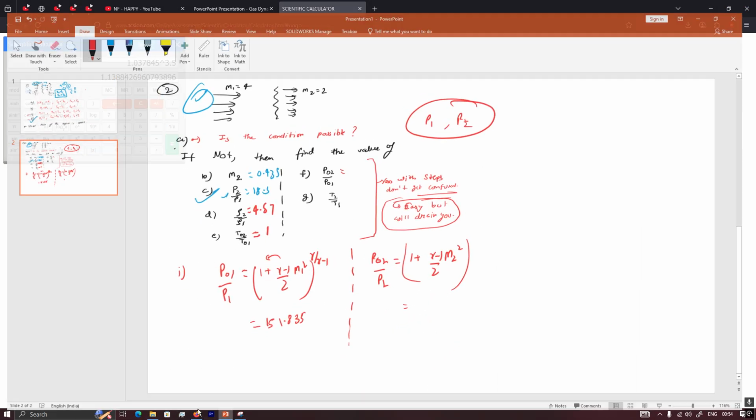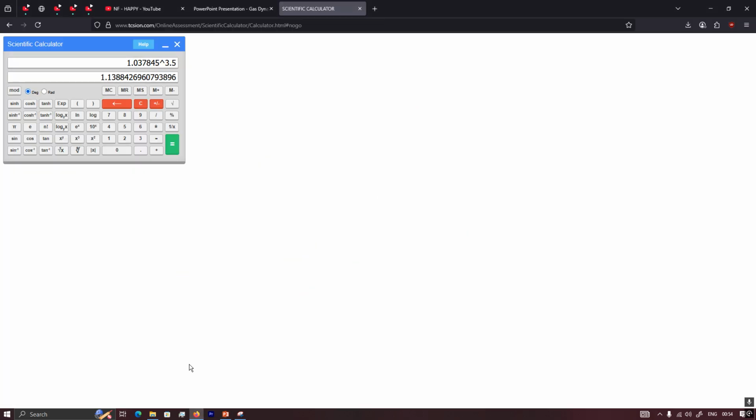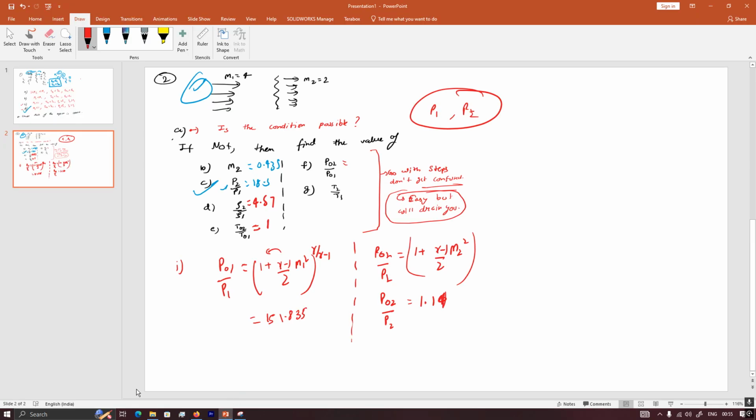1.14. Okay, so let me just calculate this thing again. 1 plus 0.2 into 16 to the power 3.5. Yes, that's correct. 1 plus 0.2 into 0.435 square to the power 3.5. Yes, this is correct. So now you have two equations, P01 by P1. This is your first and this is your second.